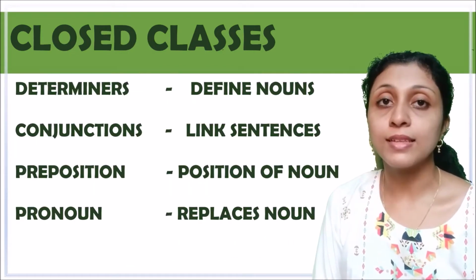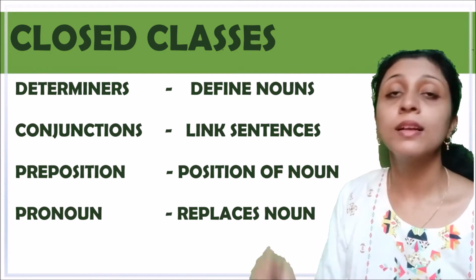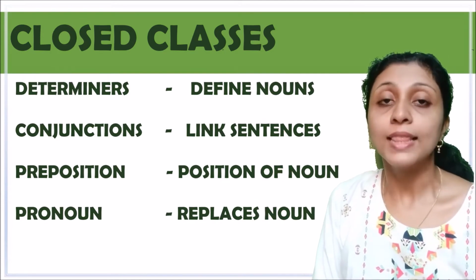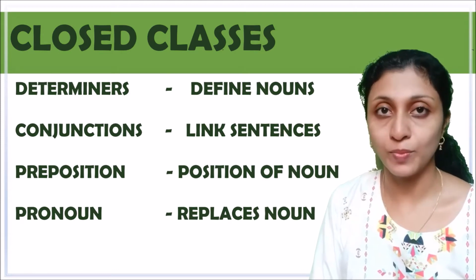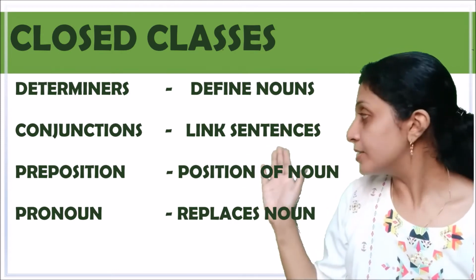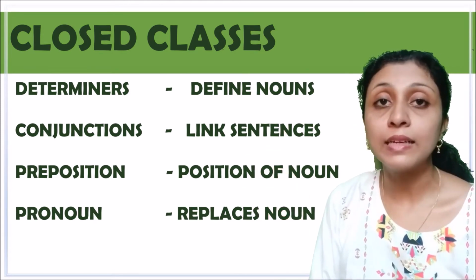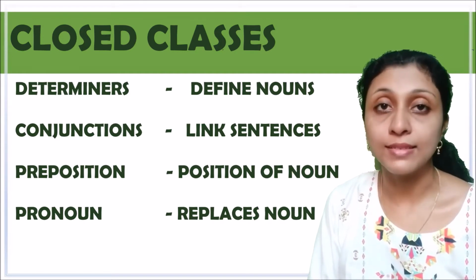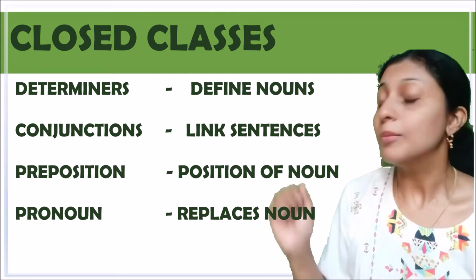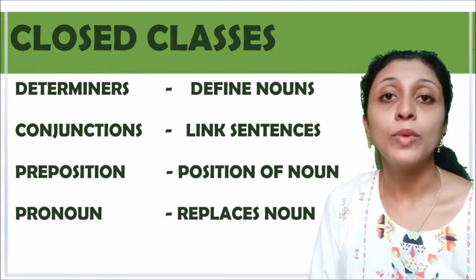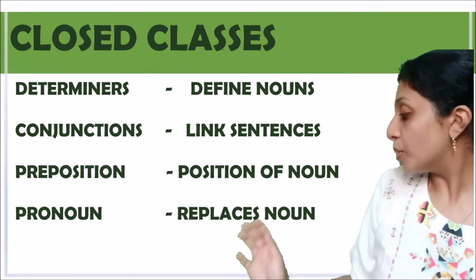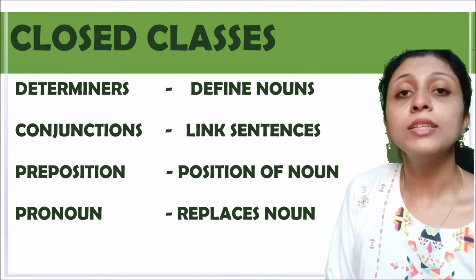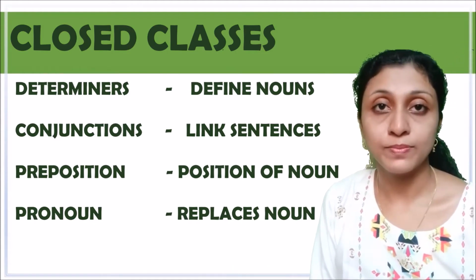The closed classes include determiners. Determiners are words that can define a noun. They give more definition to the noun. Whereas conjunctions are words that link two different sentences. A preposition is when we are talking about the position of a noun. And finally, pronouns are words that are used to replace the nouns.